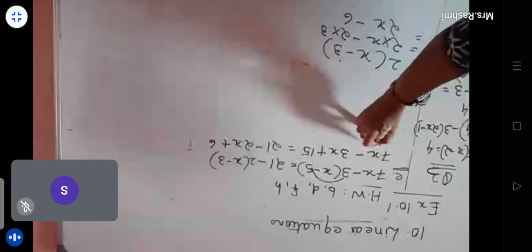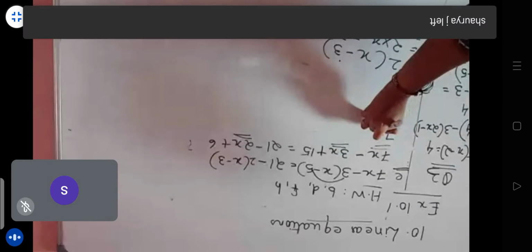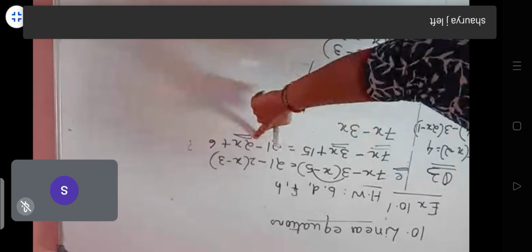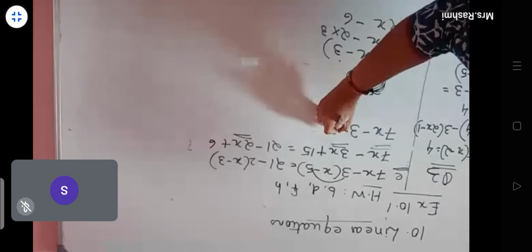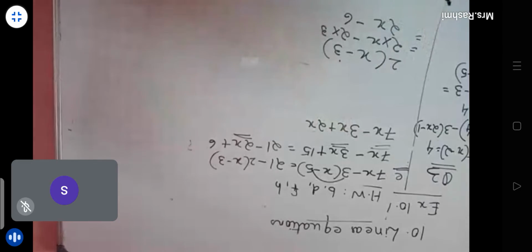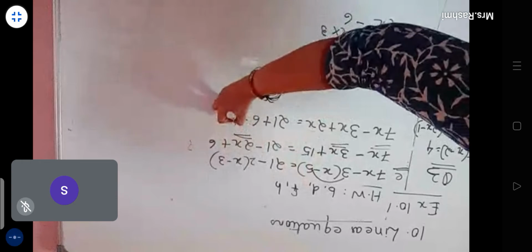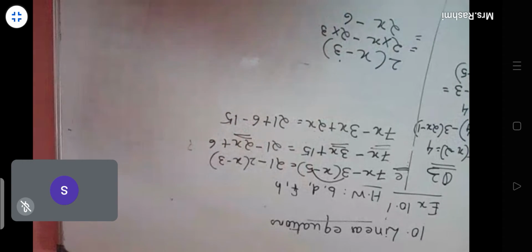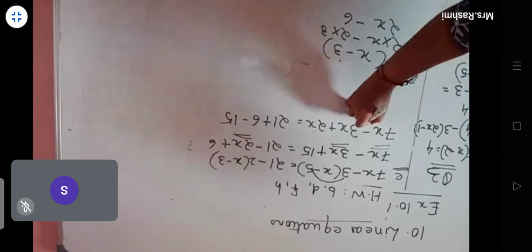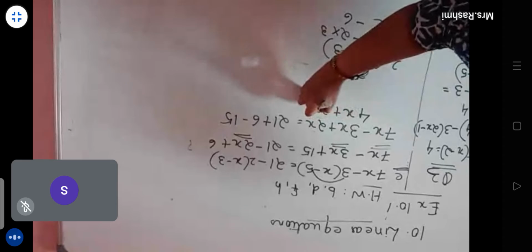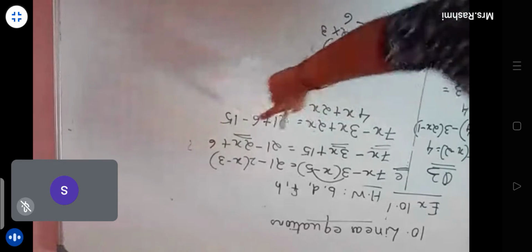Now I'm going to take all the variables together again. So here I have 7x, 3x, minus 2x, and this 2x when it comes here becomes plus. Then we have 21 plus 6. We are going to take this side. And this plus when it comes here becomes minus. So now you have 4x plus 2x is equal to 21 plus 6.